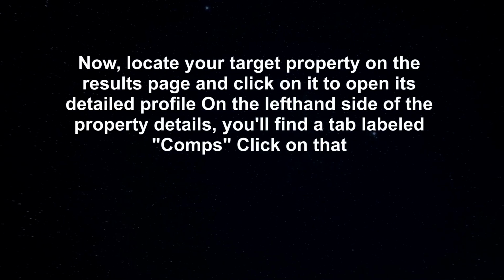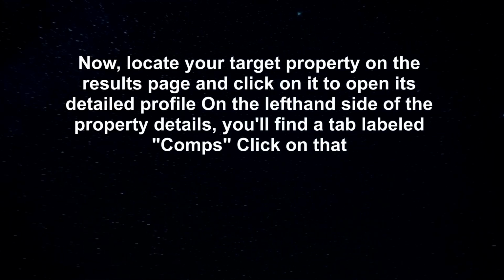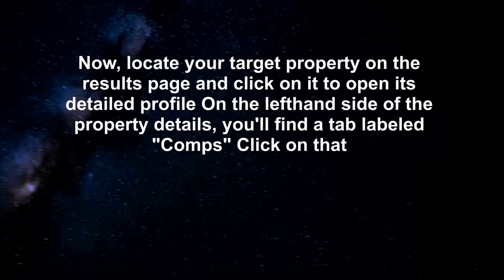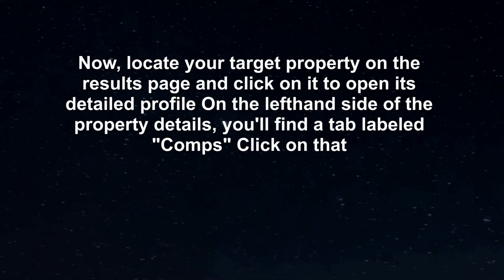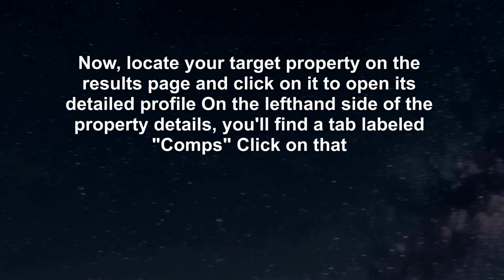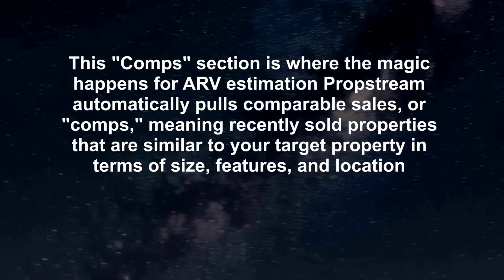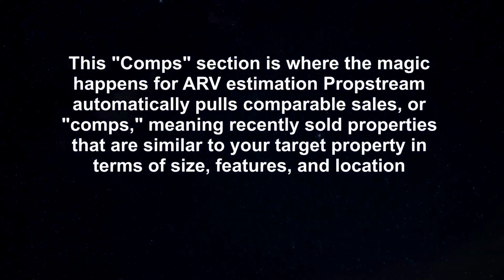Now, locate your target property on the results page and click on it to open its detailed profile. On the left-hand side of the property details, you'll find a tab labeled Comps. Click on that. This Comps section is where the magic happens for ARV estimation.